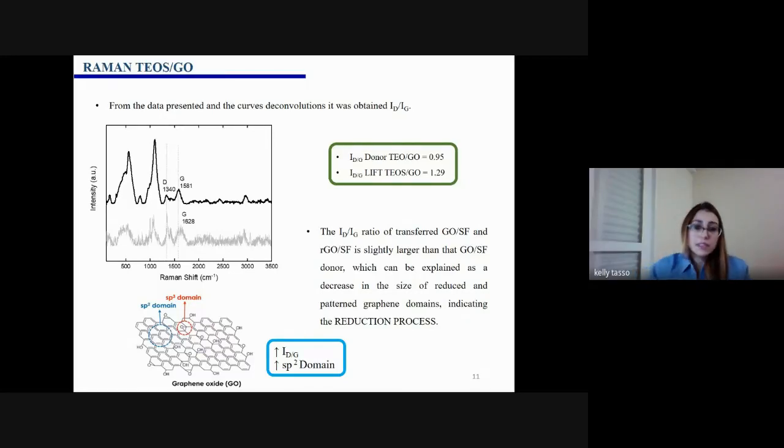Regarding the shift of the G band, some studies indicate this shift to higher frequencies during the amorphization of graphite with the presence of double bonds.